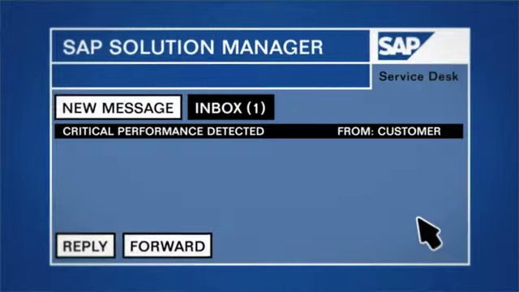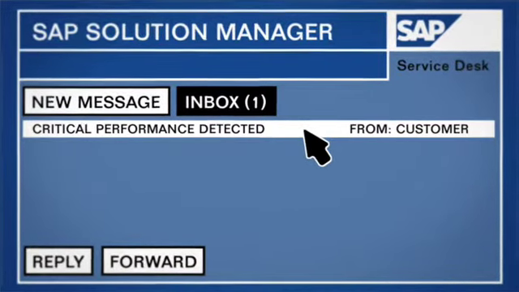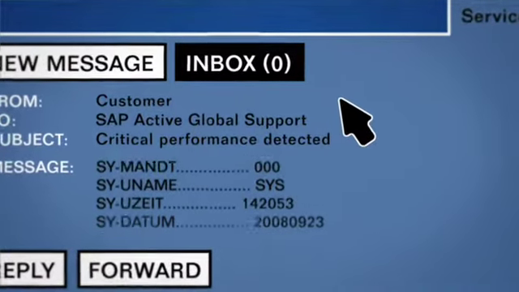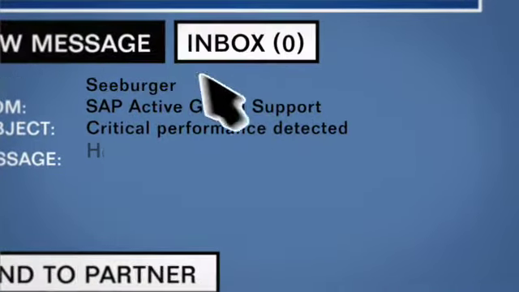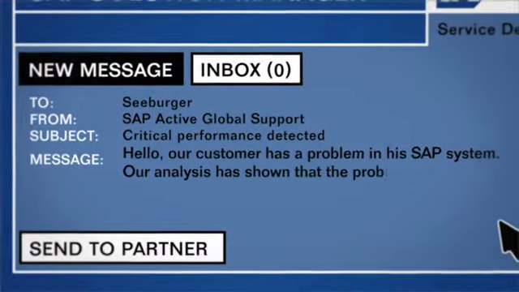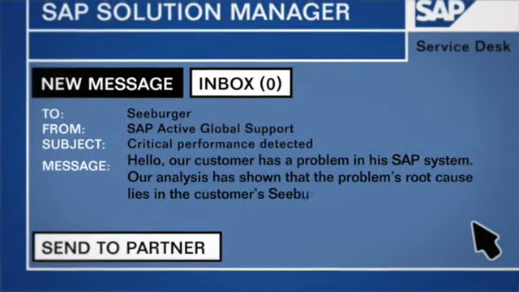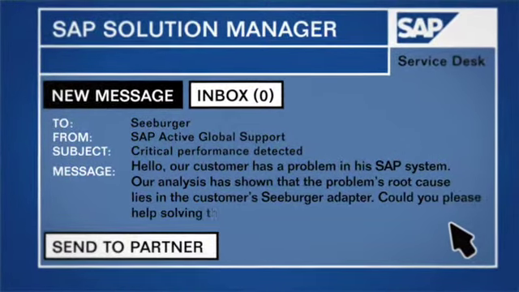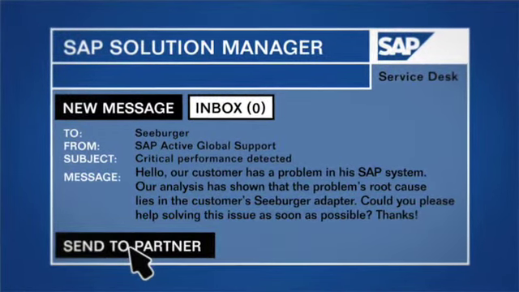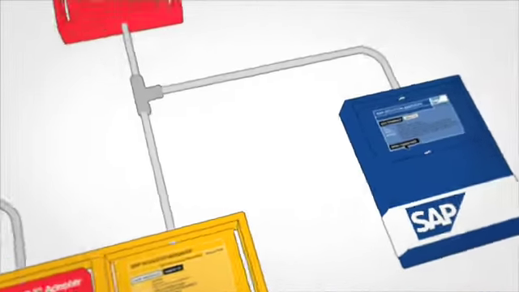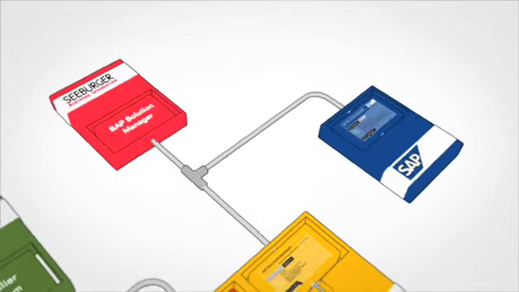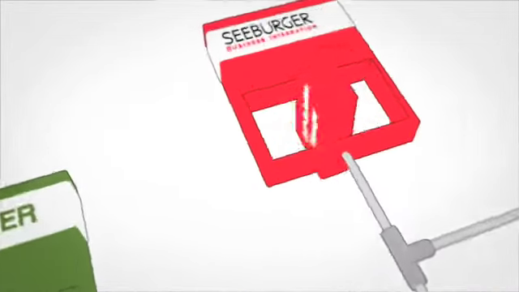The SAP support consultant receives the message in the SAP support system. By reading the message and analysing the technical data that came with it, the SAP support consultant realises that the root cause occurs in the Seeburger adapter in the customer system. The SAP support consultant forwards the message to Seeburger. The collaboration between Seeburger and SAP allows for the quick solution of problems because the customer has one single point of access for his support needs.